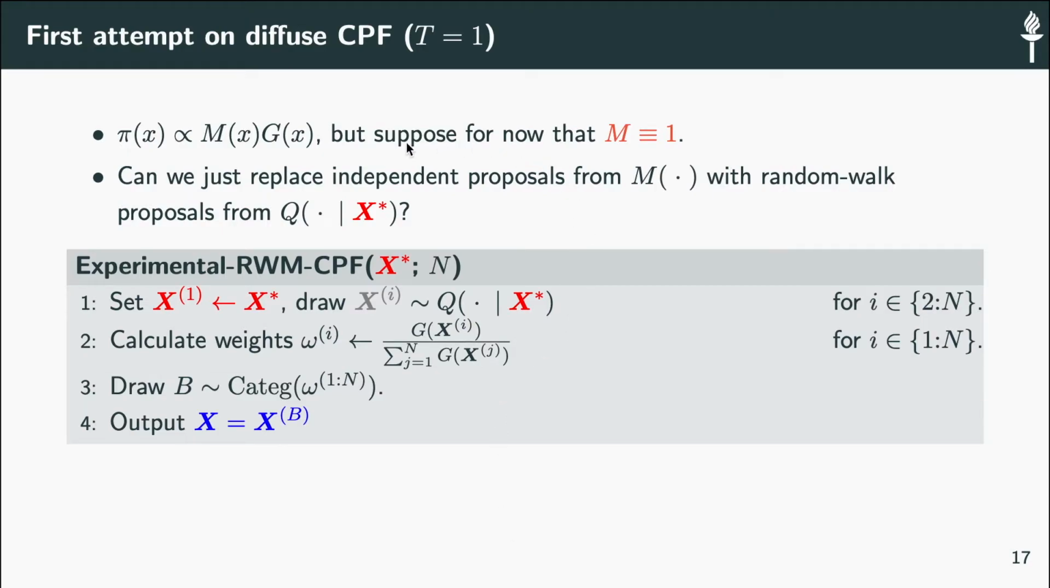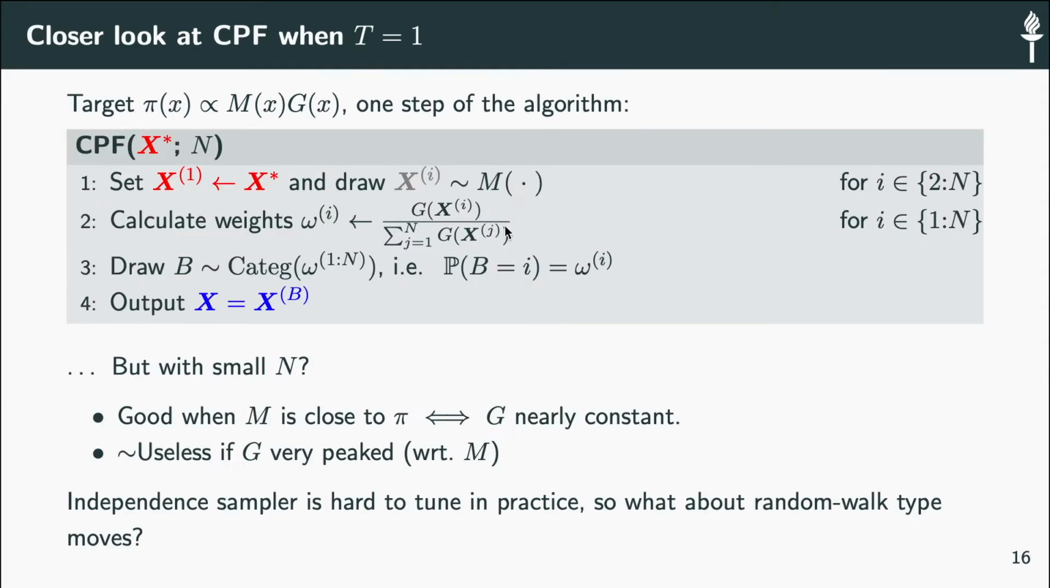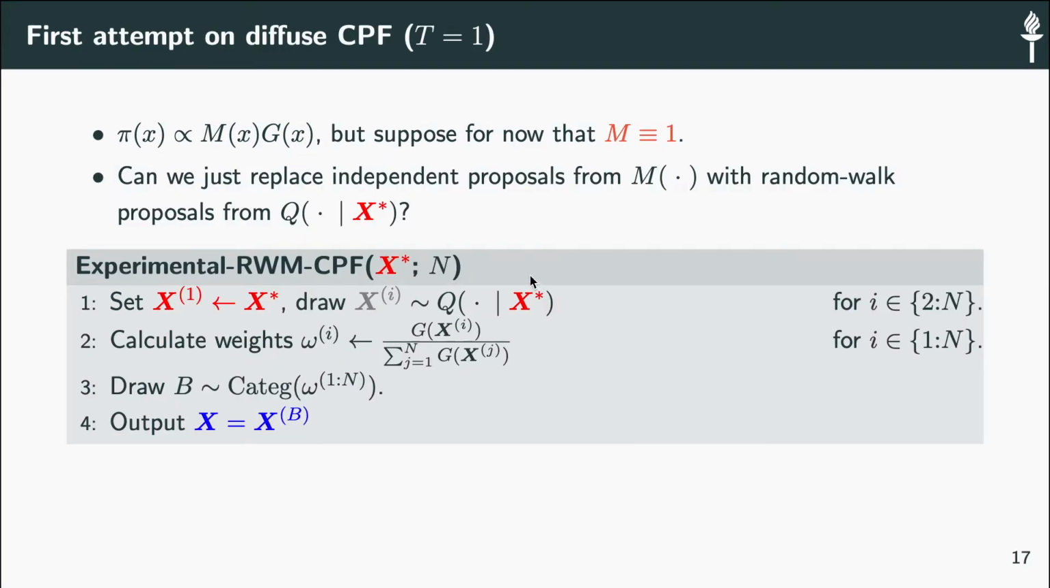If we just blindly try to implement the algorithm so that we change drawing from the independent proposal m to drawing from a dependent proposal here, let's think about the case where m is just 1 and q is simply a random walk move. Let's try this.